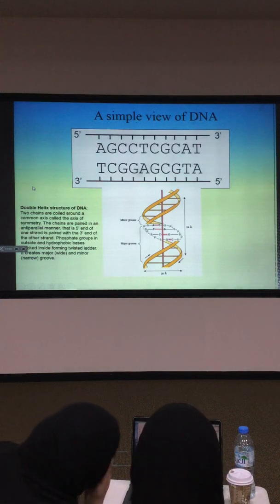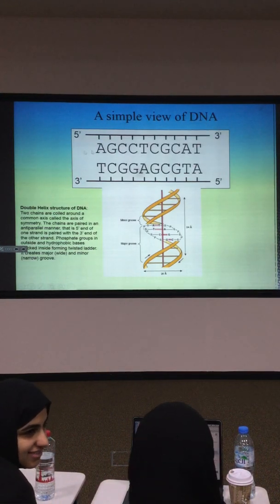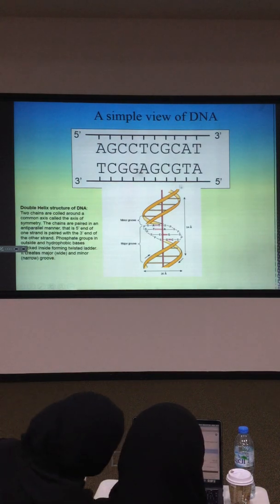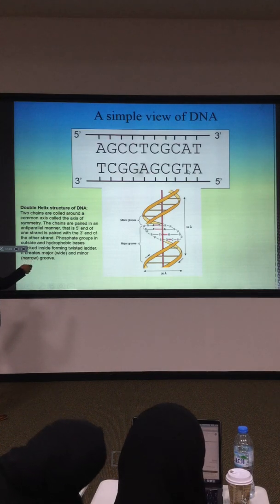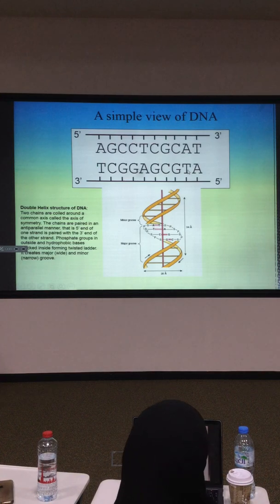And I have shown here the simple view of a DNA. So 5 prime to 3 prime, and again the complementary strand, which is 3 prime to 5 prime, A to T, G to C, C, G, G, C. So always forming a hydrogen bond between A to T, C to G.